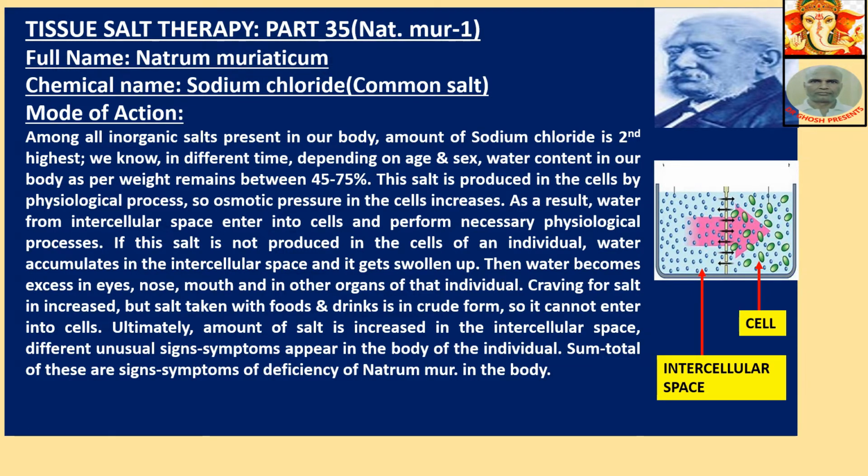We know that at different times, depending on age and sex, water content in our body as per weight remains between 45 to 75%. This salt is produced in the cells by physiological process. So osmotic pressure in the cells increases. As a result, water from the intercellular space enters into the cells and performs necessary physiological processes.